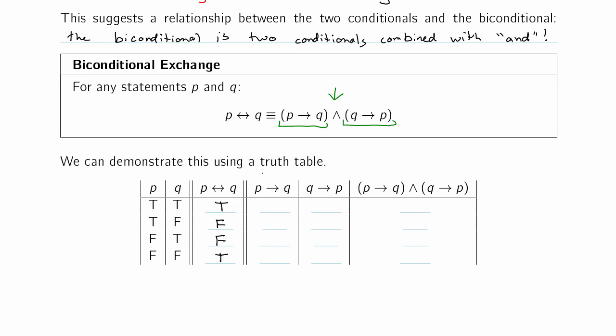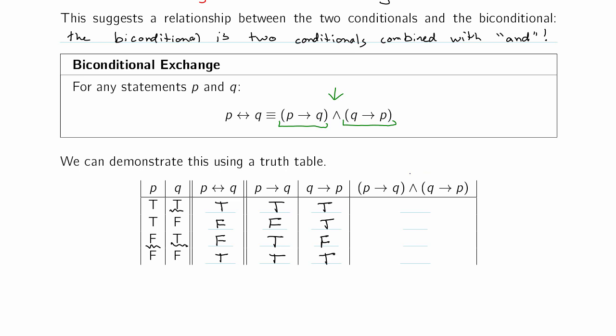Okay, so for if P then Q, well, P is the antecedent, Q is the consequent. That's going to be false when P is true, but Q is false. And it's going to be true the rest of the time. If Q then P, well, Q is the antecedent and P is the consequent. So that's going to be false when Q is true, but P is false, and true the rest of the time.